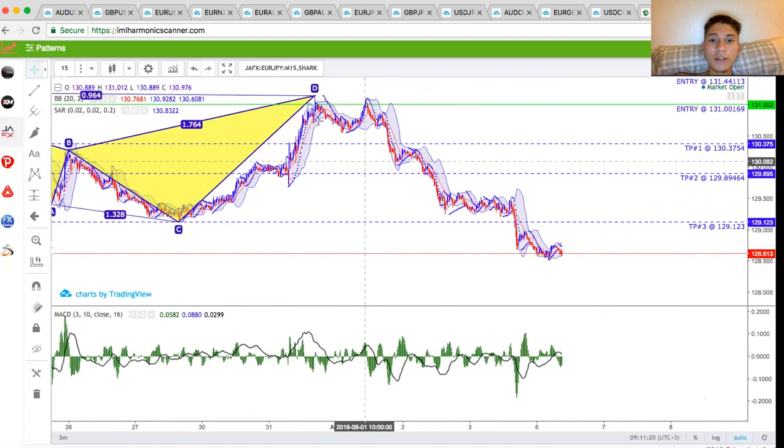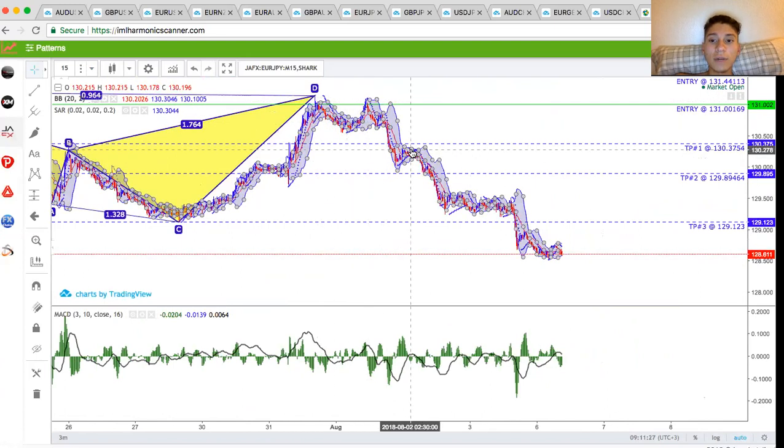Literally from this entry, if you didn't jump in on your sell, the market gave you another re-entry for your sell. Did it hit take profit 1? Yep. Take profit 2? Yep. Take profit 3? Yep. How did you know? Top Bollinger, the SAR, right? MACD crossover. Good. There's your entry.